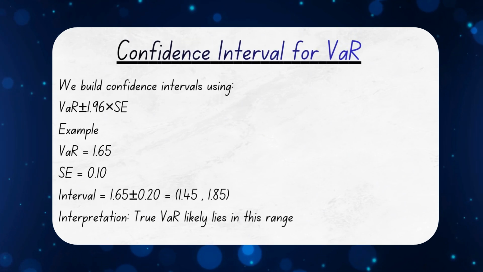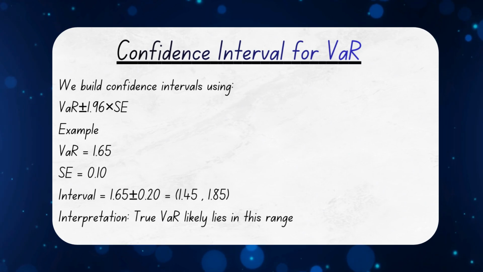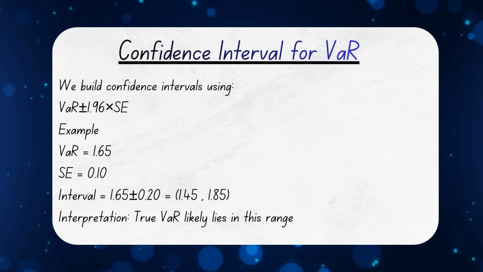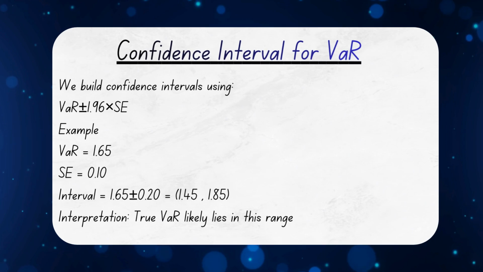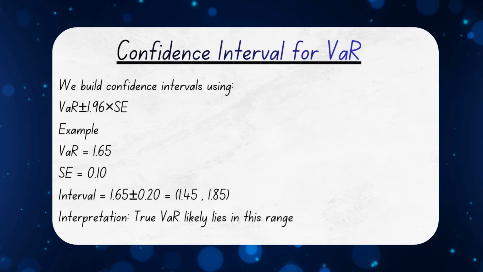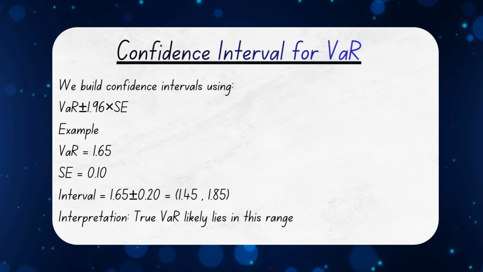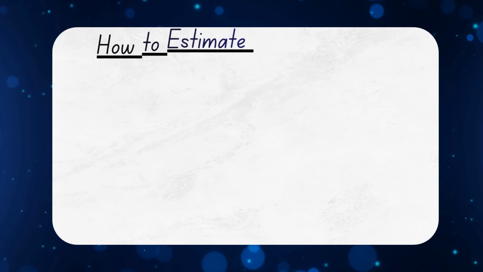Once we have the standard error, we can also build a confidence interval. Just like in basic statistics, we use estimate plus or minus 1.96 times the standard error. So if VaR is 1.65 and the standard error is 0.10, the confidence interval becomes 1.65 plus or minus 0.20, which gives a range from 1.45 to 1.85. This means the true VaR is likely to lie somewhere inside this interval, not exactly at 1.65. This helps us understand how uncertain our risk estimate really is.